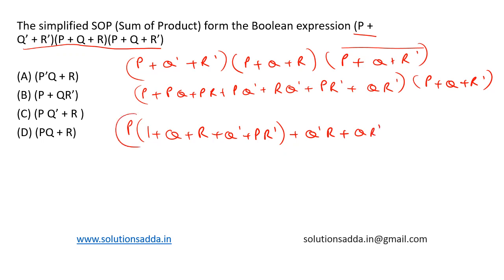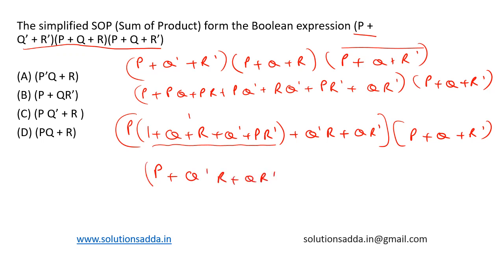into (P plus Q plus R bar). This whole bracketed expression turns out to be 1. So we have P plus Q bar R plus Q R bar into (P plus Q plus R bar).